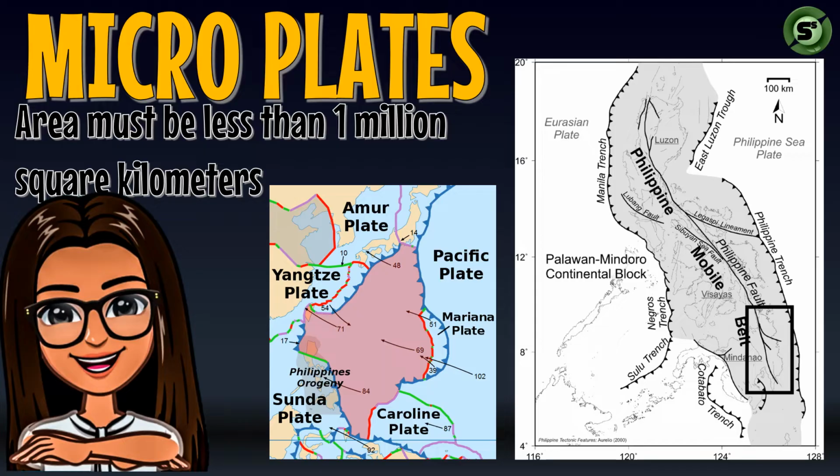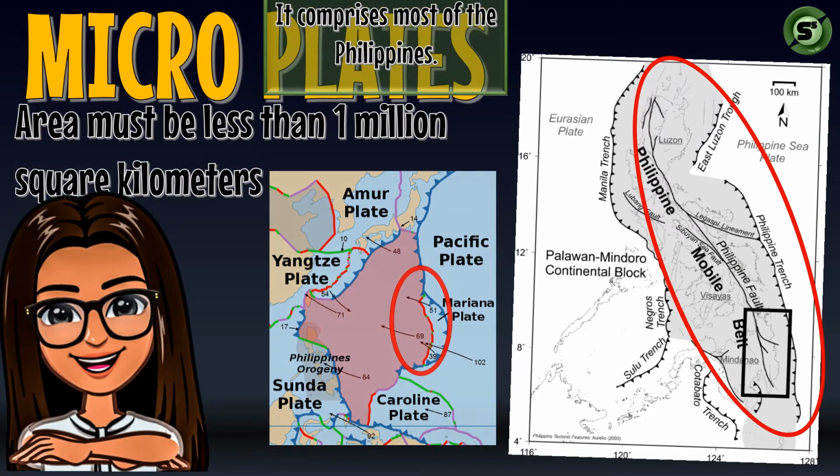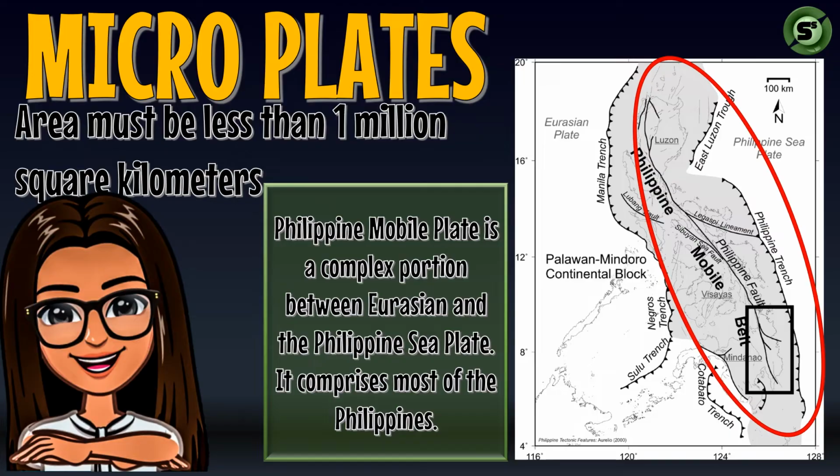2 examples of microplates are found in the Philippines. The Mariana Plate, which is a small tectonic plate west of the Marianas Trench, and the Philippine Mobile Belt, which is also called the Philippine Microplate. The Philippine Mobile Belt is a complex portion of the tectonic boundary between the Eurasian and the Philippine Sea Plate. It comprises most of the country of the Philippines.